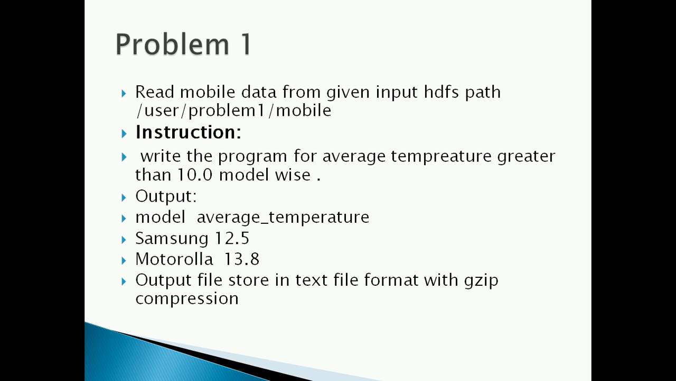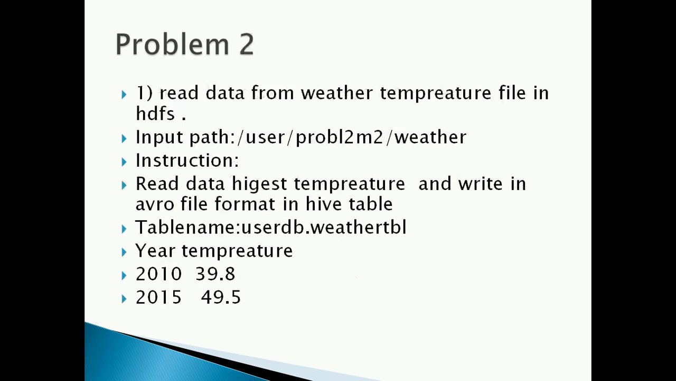So you have to practice. You have to calculate the average temperature greater than 10.0, model wise, for those handsets whose average temperature is greater than 10.0. The data sample is model, and the output should be stored at a location they give, something like /user/problem1/mobile/output. You have to dump the data in that directory, and the file format should be text file format with gzip compression. Now the next problem.